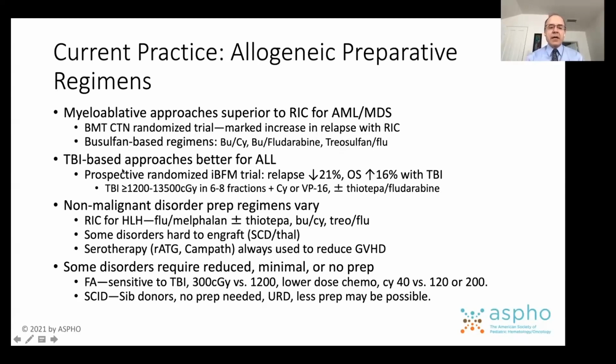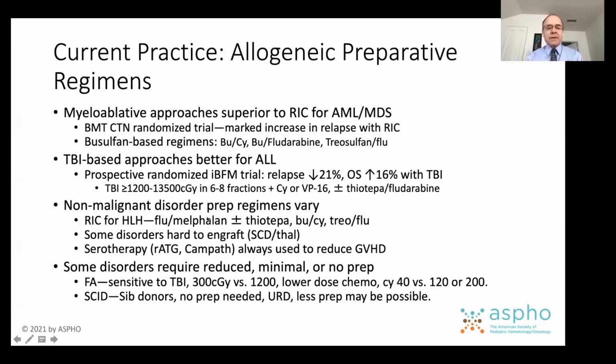For ALL, TBI-based regimens have been shown to be markedly better. A prospective randomized trial done through the IBFM showed a decrease in relapse of 21% and a marked increase of overall survival of 16% associated with TBI-based regimens. So right now, TBI-based regimens are the standard of care for ALL.